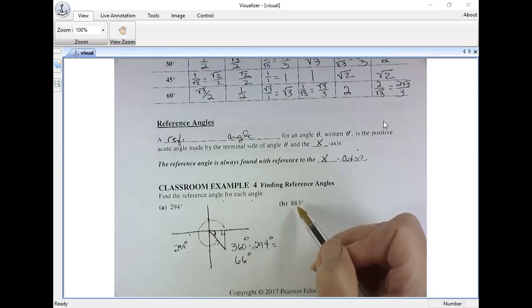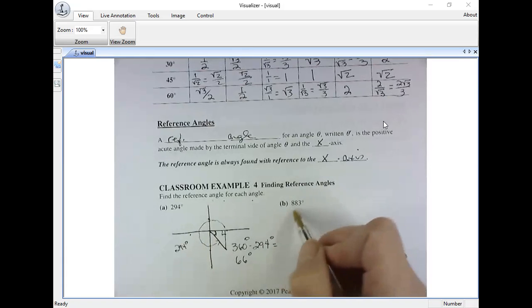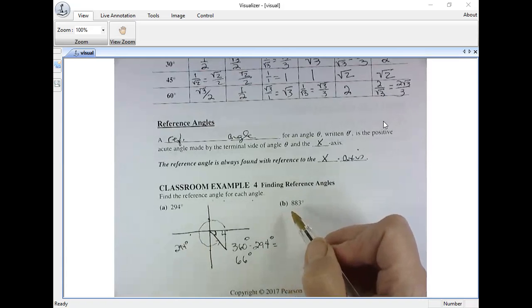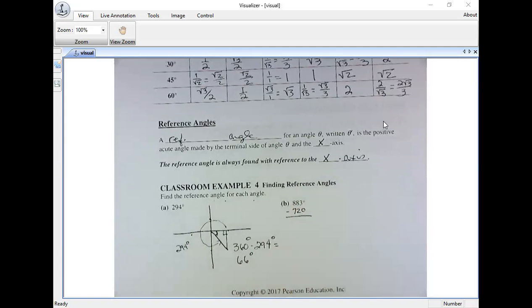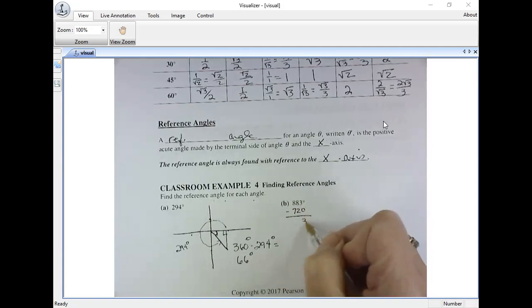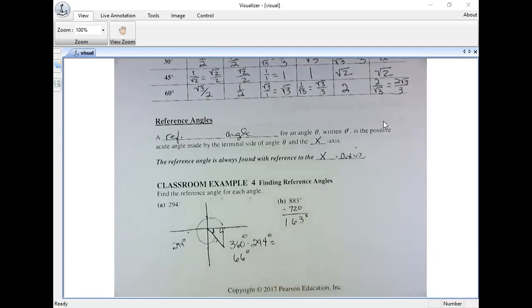Okay, first of all, this has definitely gone around more than one full rotation. So how many degrees is it in one full circle? 360. I know I can take away one 360. Do you think I could take away two? Because 360 times 2 is 720. So let's subtract out 720 from this guy, and let's see what we have. 3 minus 0 is 3. 8 minus 2 is 6. And 8 minus 7 is 1. So we should be looking for where a 163-degree angle would go.